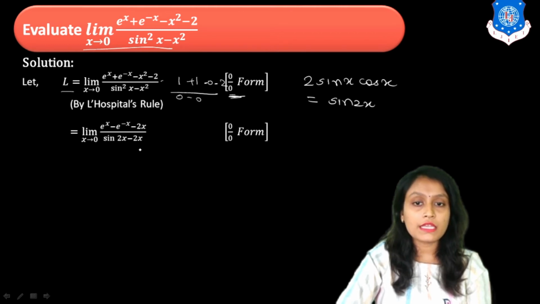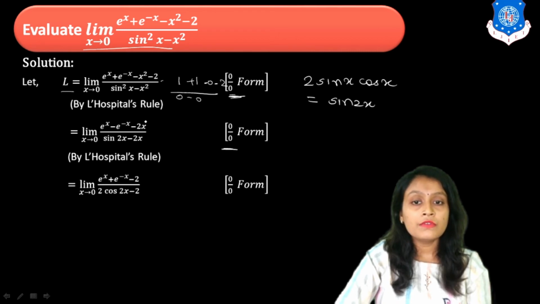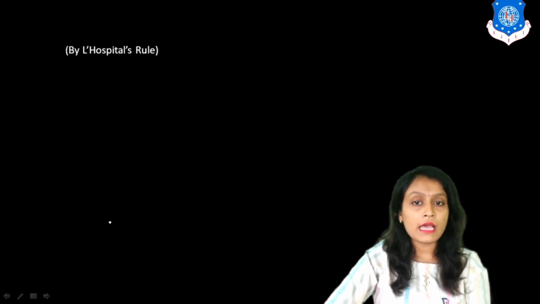Again we have to substitute x is equal to 0. So on substituting x is equal to 0, again you will get this form 0 by 0. So again we will apply L'Hopital's rule, right? So we have to take the derivative of numerator and denominator separately. So on derivative you will get e raised to x plus e raised to minus x minus 2 upon, now the derivative of sin 2x, that is 2 cos 2x minus the derivative of 2x, that is minus 2. Again if you substitute x is equal to 0 here, you will get this form 0 by 0. So we have to apply L'Hopital's rule.